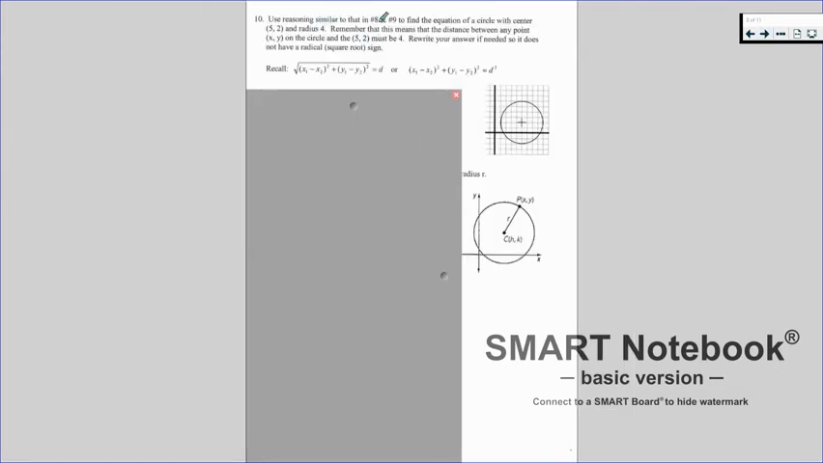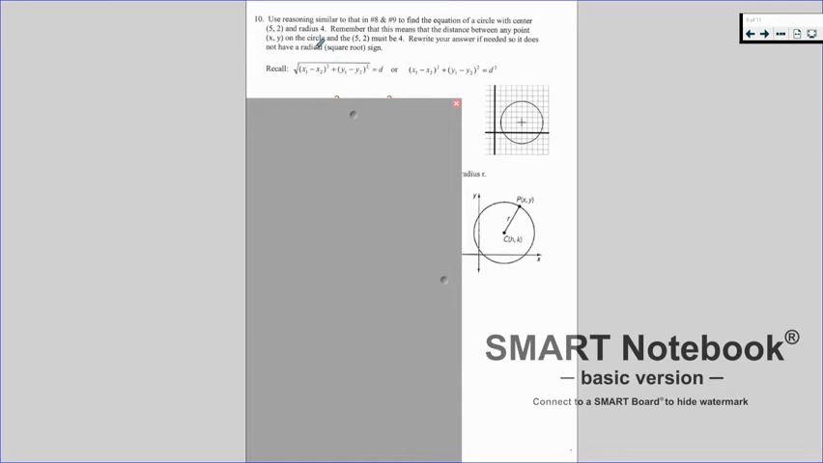Use reasoning similar to 8 and 9 to find the equation of a circle with center at (5, 2) and radius of 4. Remember, this means that the distance between any point (x, y) on the circle and (5, 2) must be 4. Rewrite your answer if needed so it does not have a radical square root sign. So remember, there's our distance formula. If we square both sides, we end up with that.